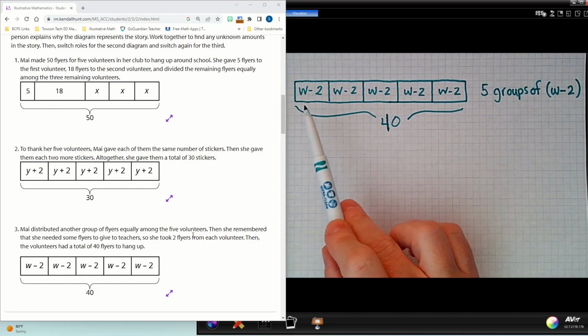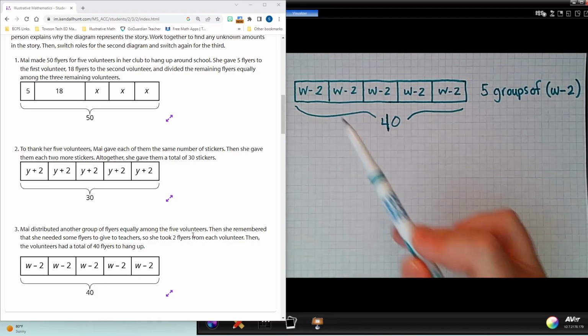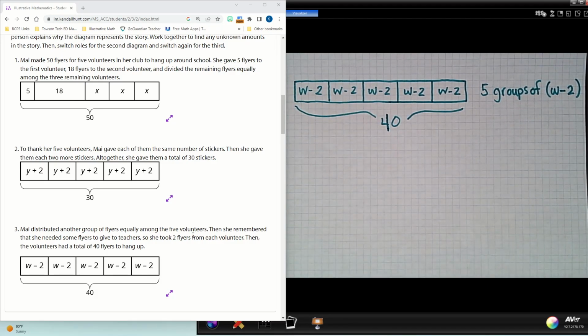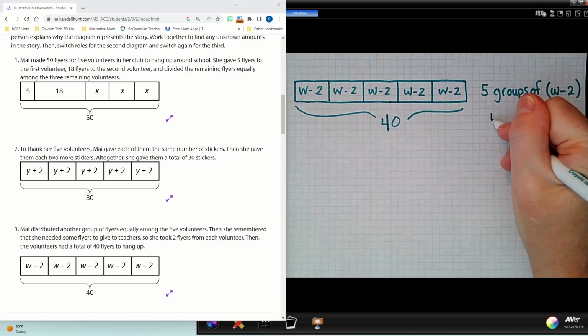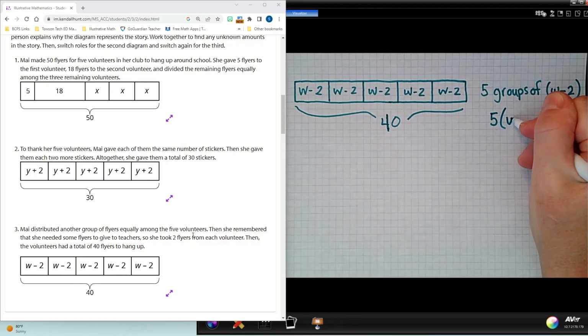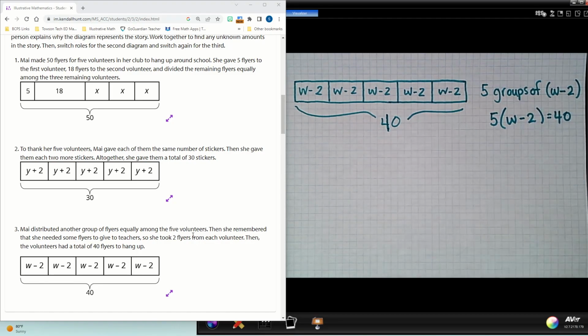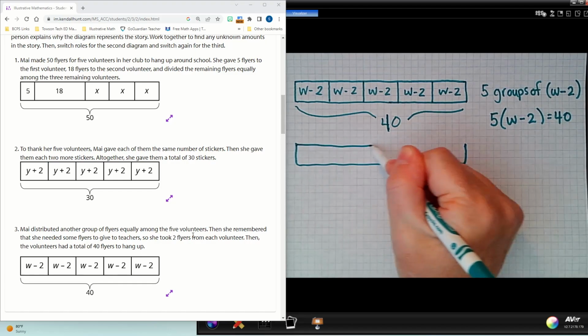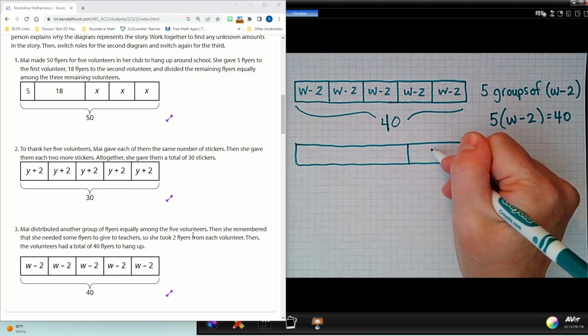If she gave out some number of flyers and then took 2 of them back, her total is actually going to increase. So students might benefit from drawing this and regrouping. So instead of having 5 groups of W minus 2 equals 40, they may benefit from rewriting it like we did the last time and grouping the W's. So we know she has this 10.